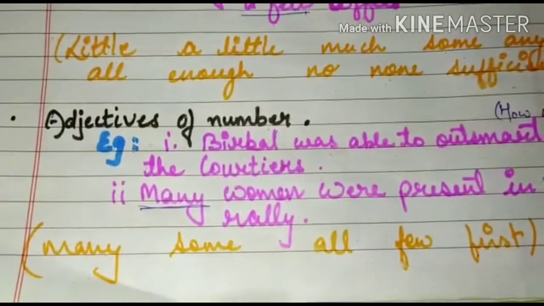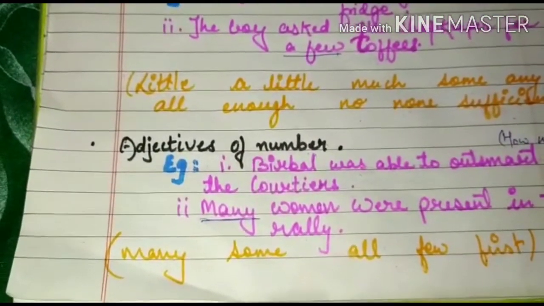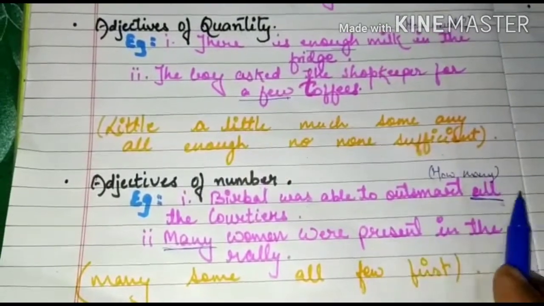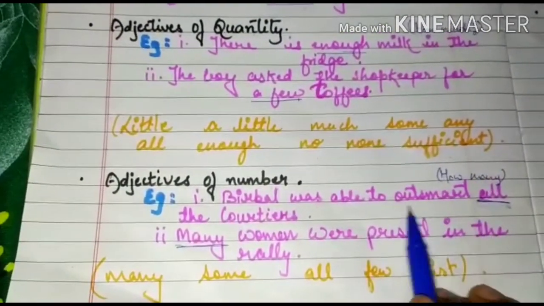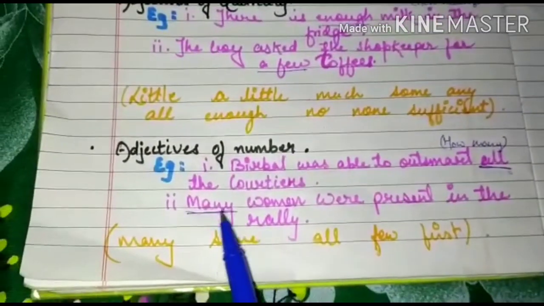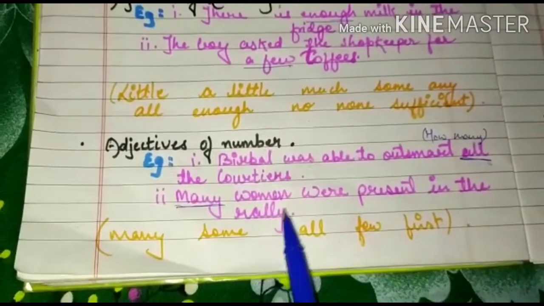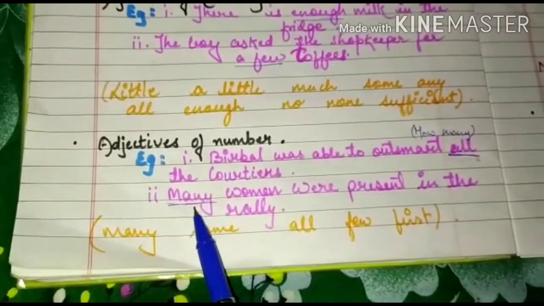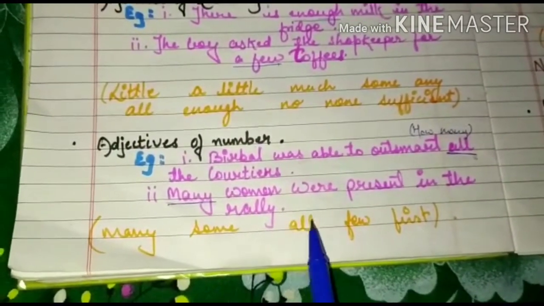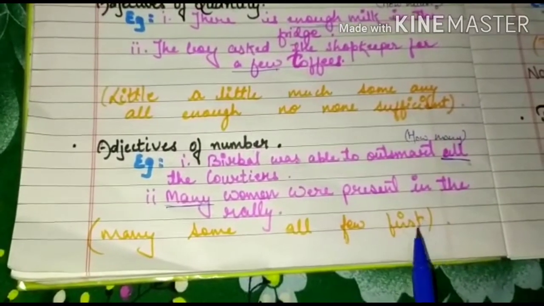Next we have adjectives of number. It defines how many things or people are being talked about. For example, Birbal was able to outsmart all the courtiers. How many courtiers? All the courtiers. So all here is an adjective of number. Second example, you can see again, many women were present in the rally. How many women were present? Many. So many shows number. Many, some, all, few, first: these are all adjectives of number.